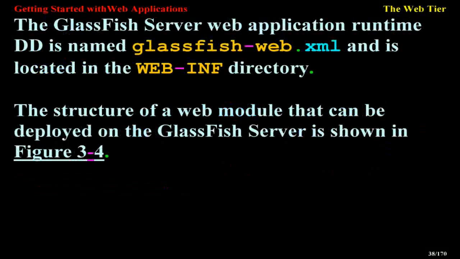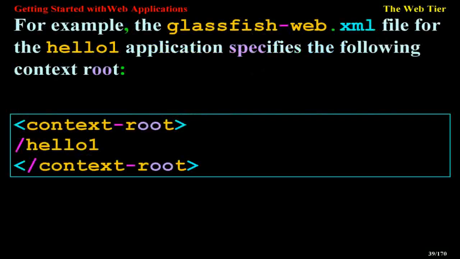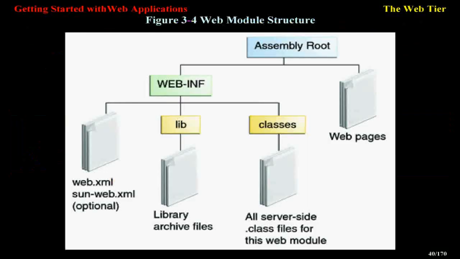The GlassFish server web application runtime DD is named glassfish-web.xml and is located in the WEB-INF directory. The structure of a web module that can be deployed on the GlassFish server is shown in Figure 3-4. For example, the glassfish-web.xml file for the hello1 application specifies the following context root: context-root hello1. Figure 3-4: Web module structure.